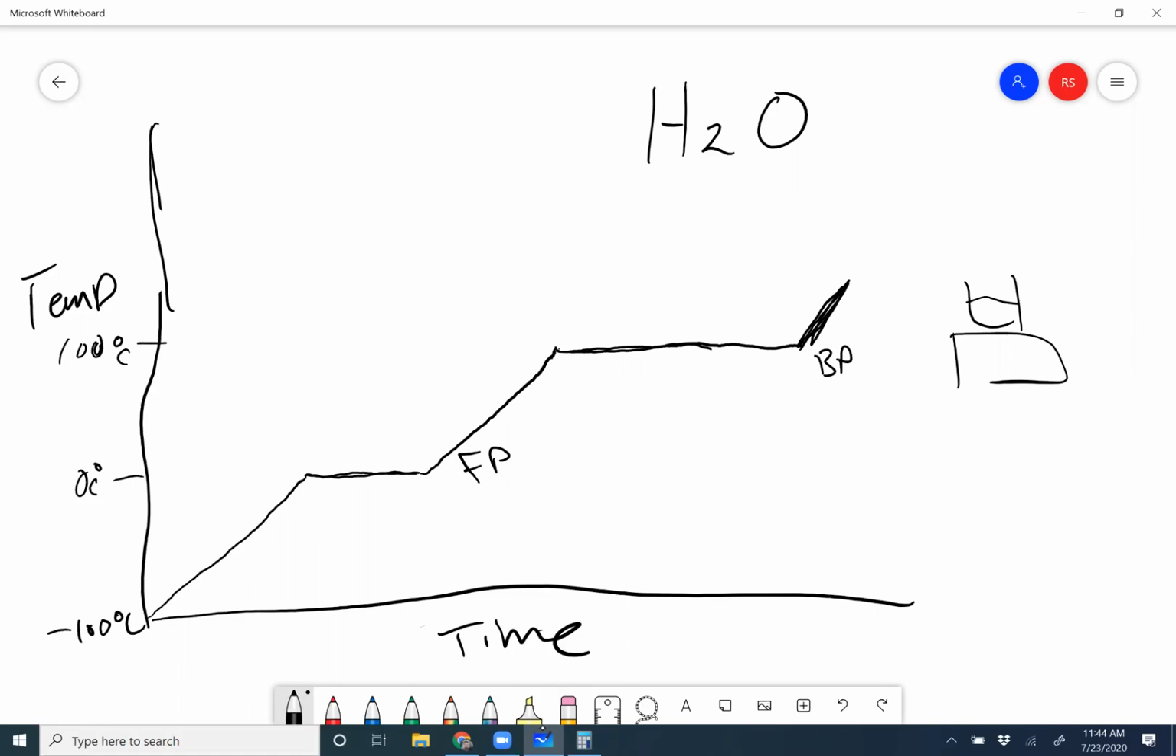So what's happening here? If we plug in the numbers and we look at this right here, and this right here, and this right here, it turns out that that equation is very easily described as Q equals Cm delta T.